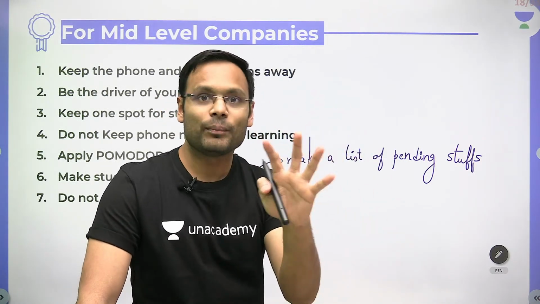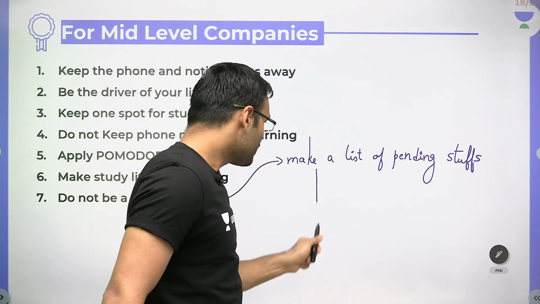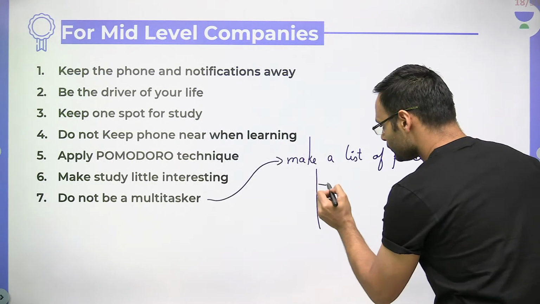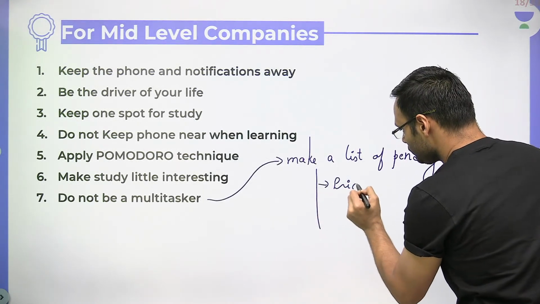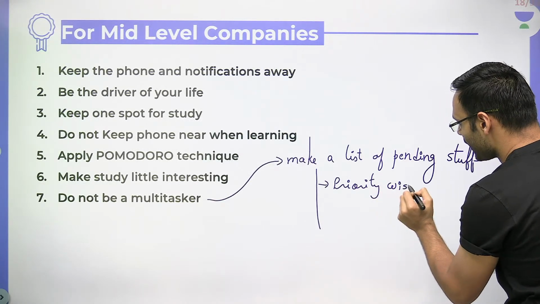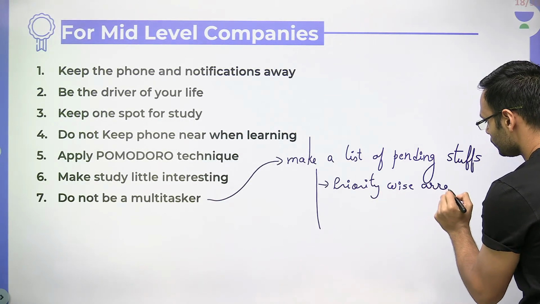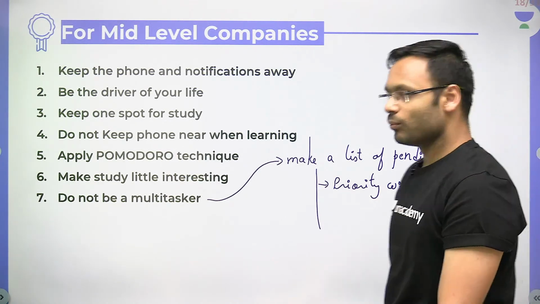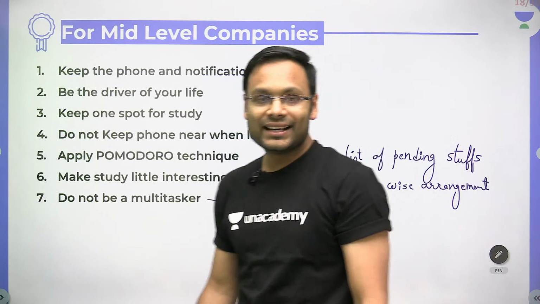So for the day, you make a plan. How can you make a plan? First of all, make a list of pending stuff, and then arrange them priority-wise. Decide which task you will do first, just because that is more crucial or important, and then the next and next.